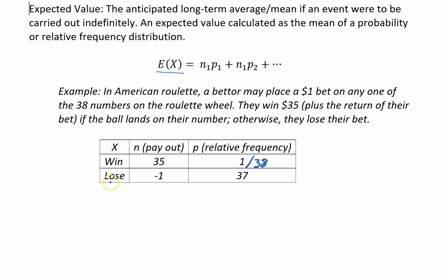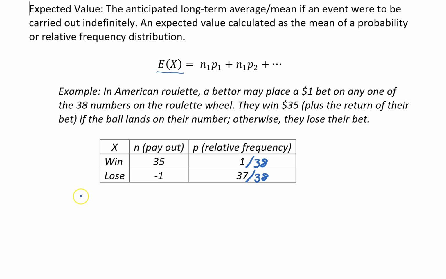Then the other outcome is loss. And the payout is that you don't win money. Instead, you're losing the $1 bet. So its value is -1. And its probability or relative frequency is 37 out of 38.